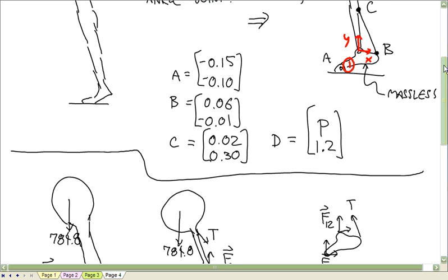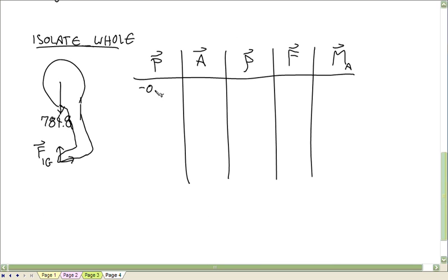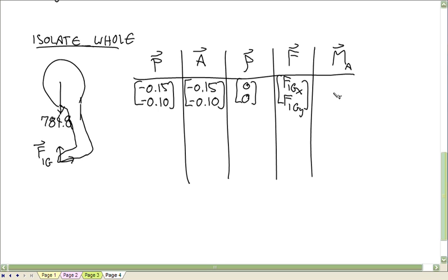That acts at A, so negative 0.15, negative 0.10. Well, that's also the about point, so rho is 0. The force is 1gx, 1gy, and it doesn't produce a moment about that about point.